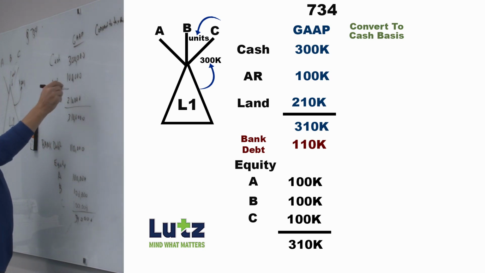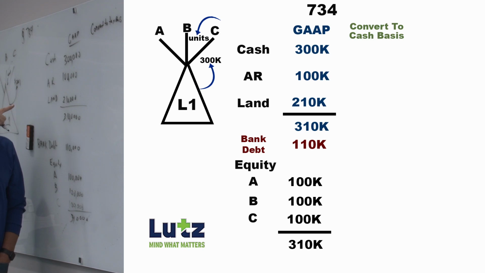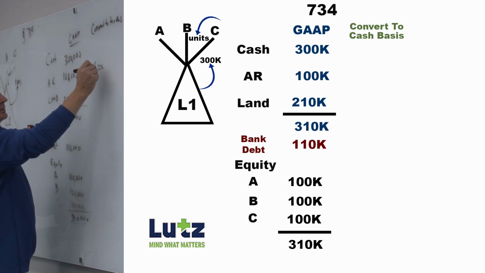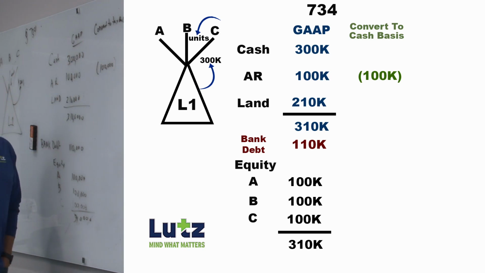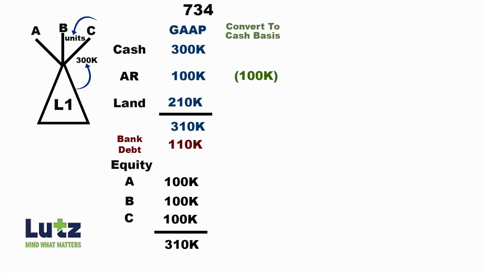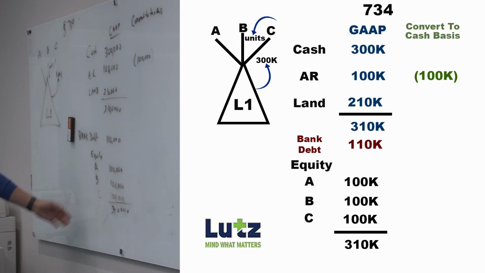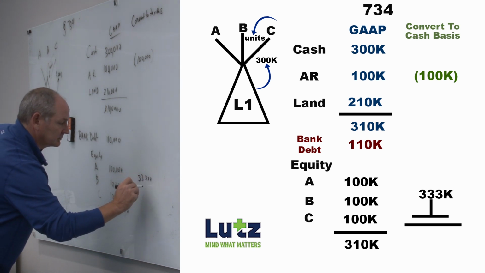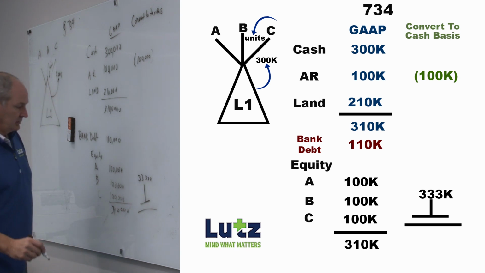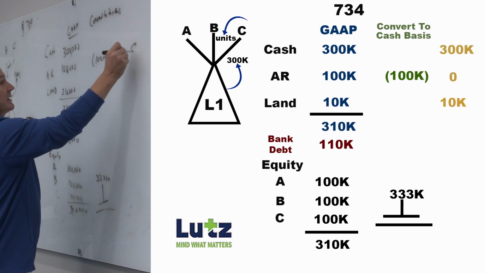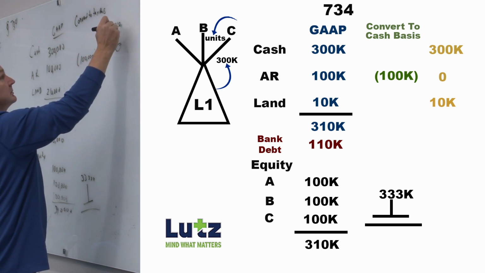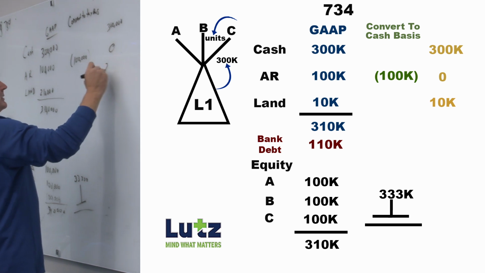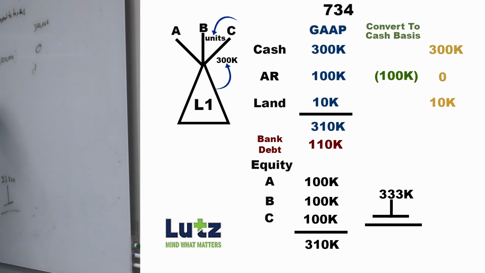So I would reduce that down to 0, would I not? So that's a credit to AR. Where do you suppose the debit goes? Cash. Or, oh, no, sorry. We want to decrease our income. Your equity, yeah. 333. Okay, so this goes to 0, does it not, Jackson? Yes. 300, 210, or nope, excuse me, that's 10,000.